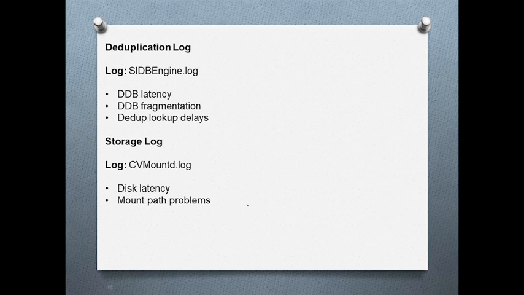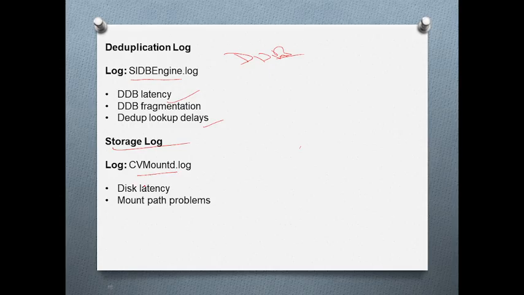Deduplication: how can you check deduplication issues, that the backup is running very slow due to the DDB? Then what logs do you need to check? That is SIDBEngine.log: DDB latency, DDB fragmentation, dedupe lookup delays. You can easily identify from the logs and you can provide the root cause to your management, that this is the root cause why the backups are running very slow. Got it?